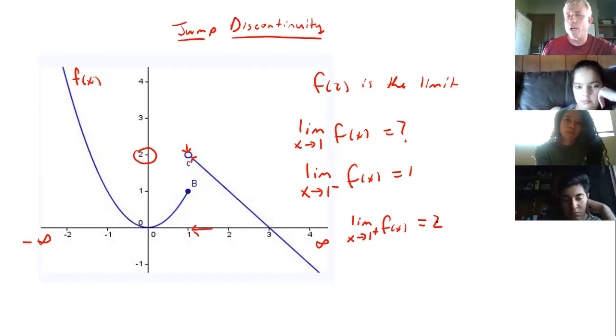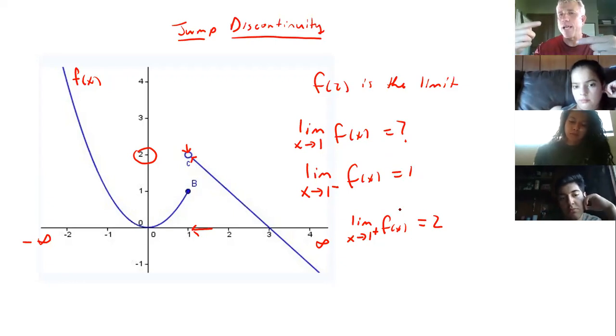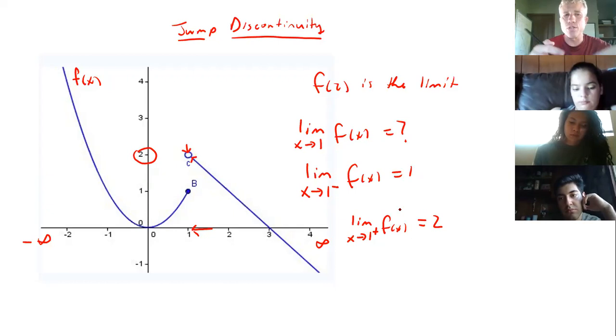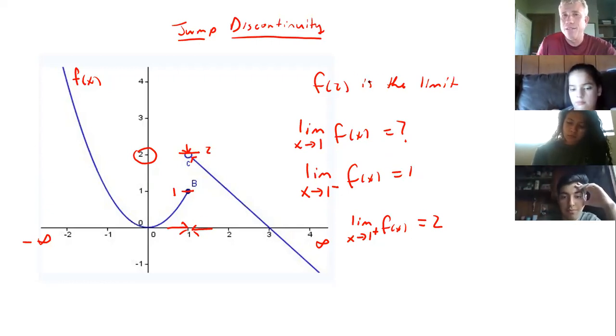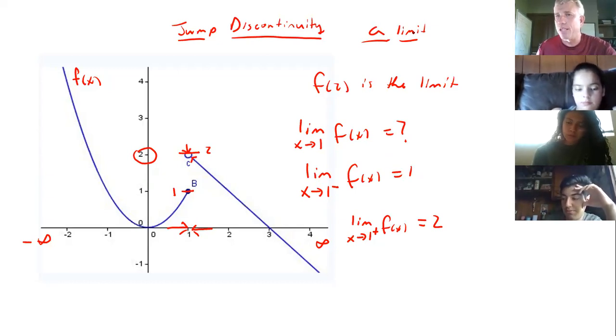So this is one where the limit doesn't exist because the two one-sided limits are not the same. They don't match up. The function isn't going to the same place regardless of the direction from which you approach 1. If I'm approaching 1 from this side, I'm going to get close to a height of 1. If I'm approaching from this side, I'm going to get close to a height of 2. So there isn't a limit. There are actually two one-sided limits, and the limit doesn't exist.